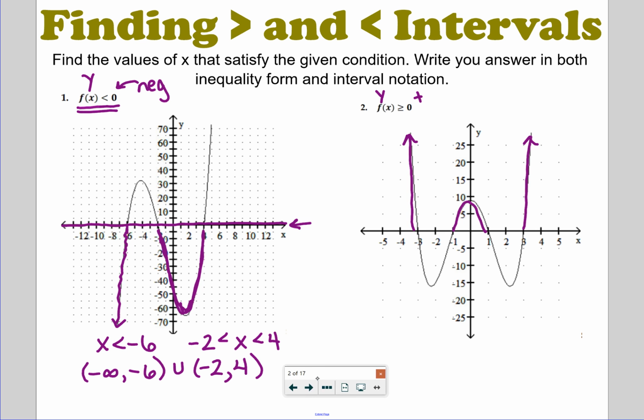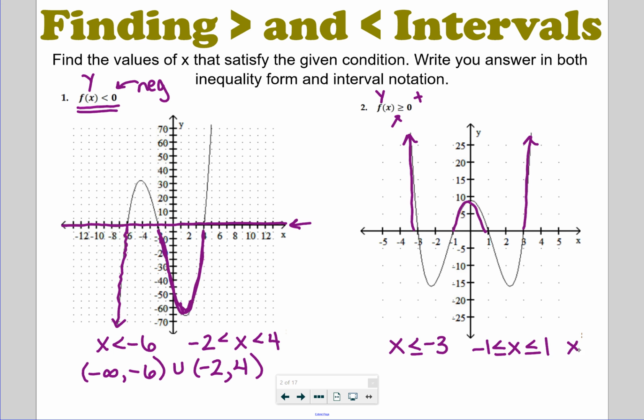So to list those in inequality form, we would say all of our x values less than or equal to -3, and this time we're going to include -3 because my inequality says they can be greater than or equal to. Then in the middle, any x value between -1 and 1 would give me a positive y value. And then finally, any x value greater than or equal to 3 would give me a positive y value or a value at 0. Putting that in interval notation, we say -infinity to -3. This time, because we can equal 0, we use a bracket. Then -1 to 1, and then 3 to infinity.